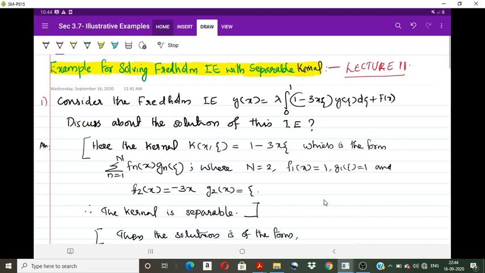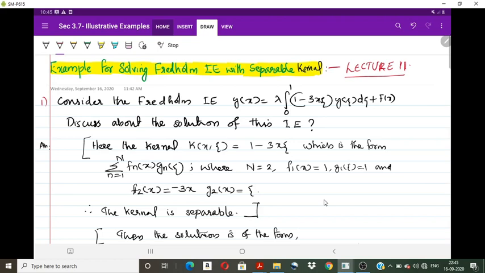So consider the Fredholm integral equation y of x is equal to lambda integral 0 to 1 of (1 minus 3x theta) y of theta d theta plus f of x. This is a non-homogeneous Fredholm integral equation of second kind in which the kernel is 1 minus 3x theta. Discuss the solution of this integral equation.